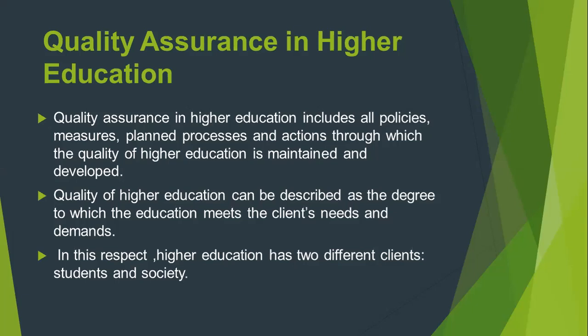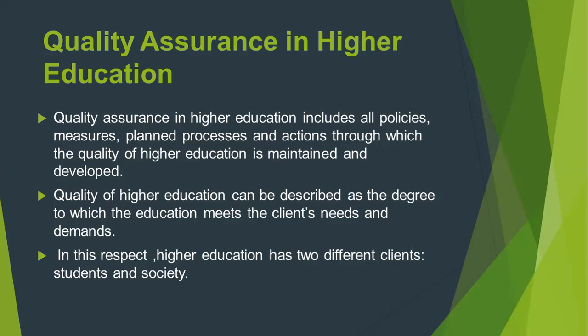So the tertiary education is considered the higher education, and most focus of the system of education is towards the maintenance of quality or assurance of quality in higher education. Therefore, quality assurance in higher education includes all policies, measures, planned processes, and actions through which the quality of higher education is maintained and developed. Quality of higher education can be described as the degree to which the education meets the client's needs and demands. In this respect, higher education has two different clients: students and society.